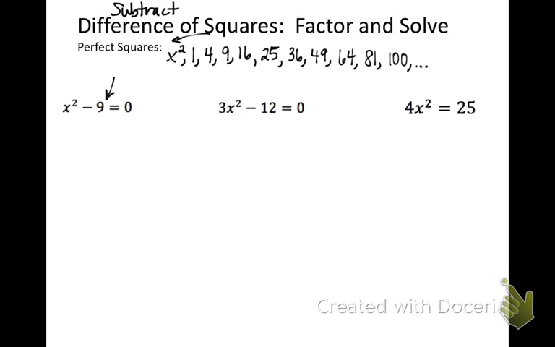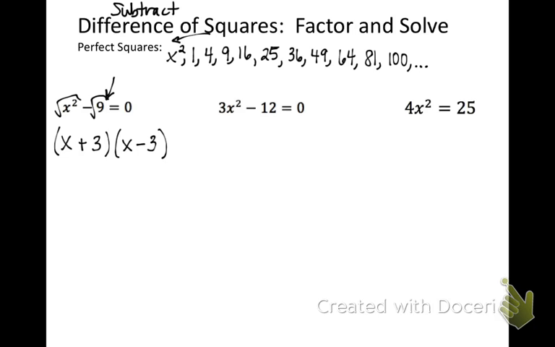So the way that we factor this is we take the square root of each of these. The square root of x squared, square roots and squares just cancel out, so I get x. I'm going to put that at the front of each of my terms. And then the square root of 9 is 3. One of these gets a plus and one of these gets a minus. This is just a rule for whenever you factor difference of squares.